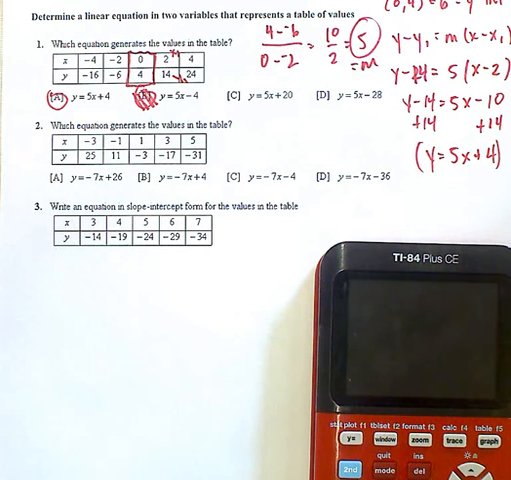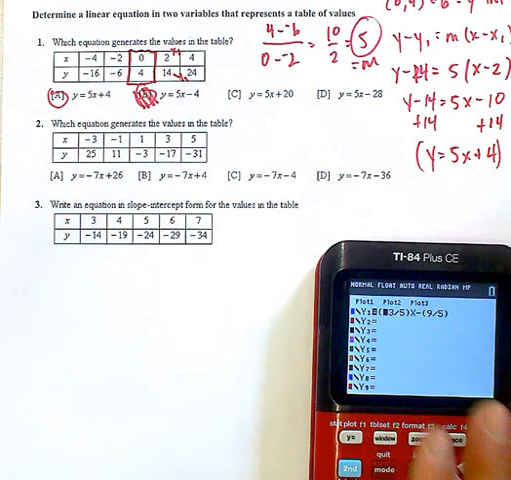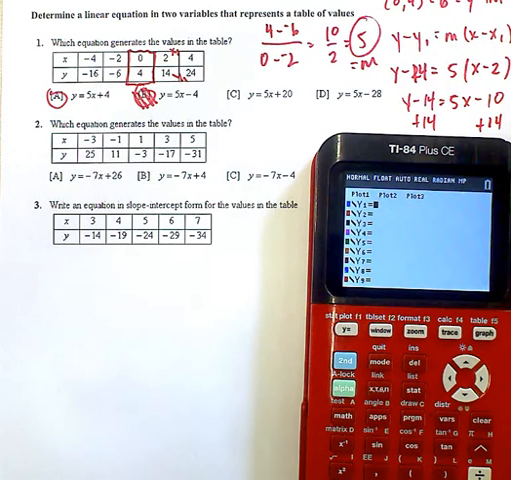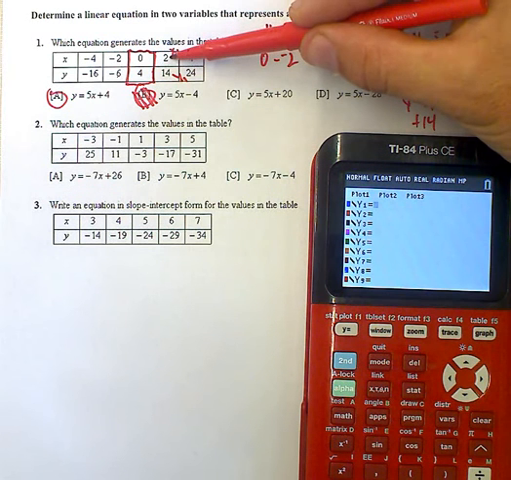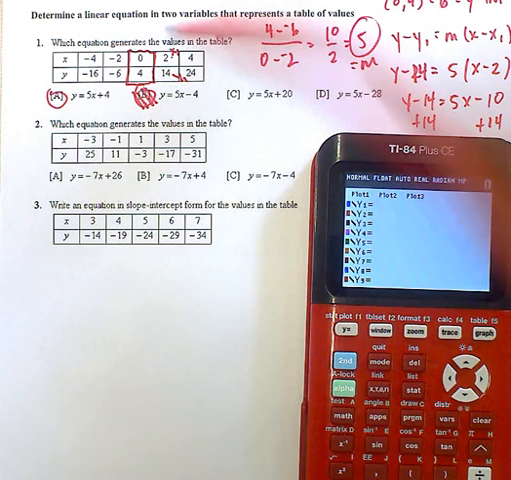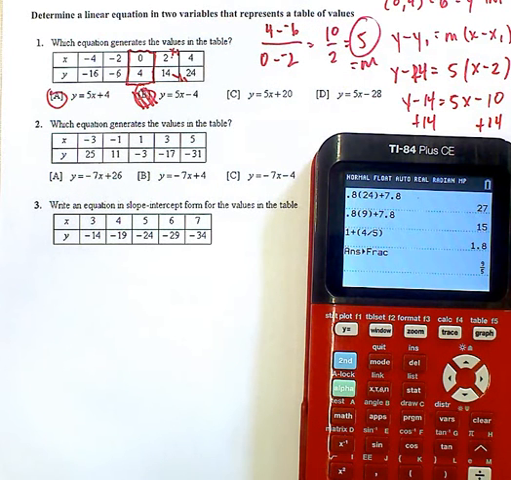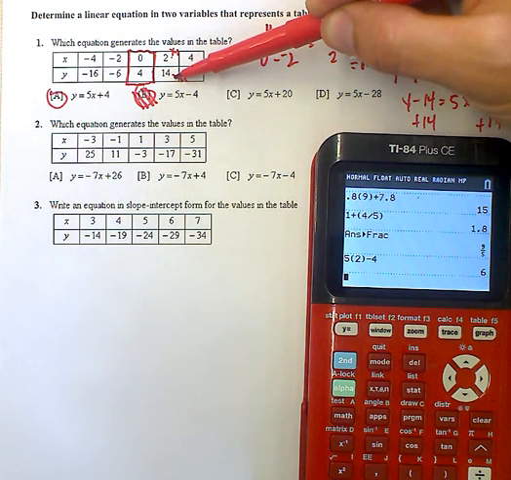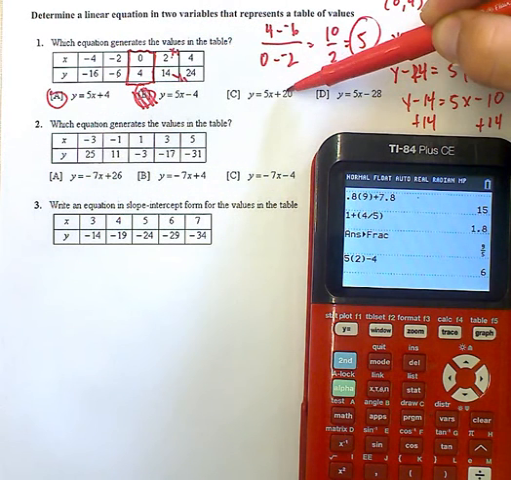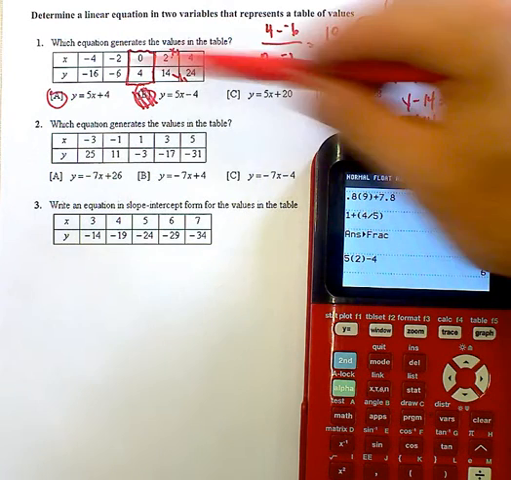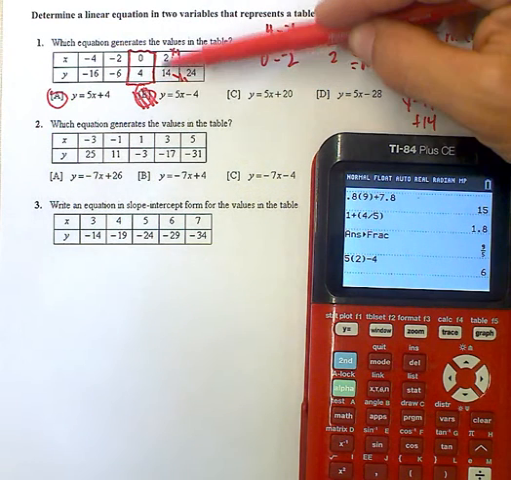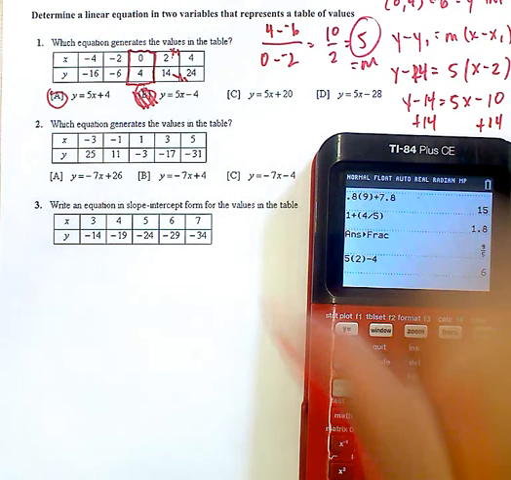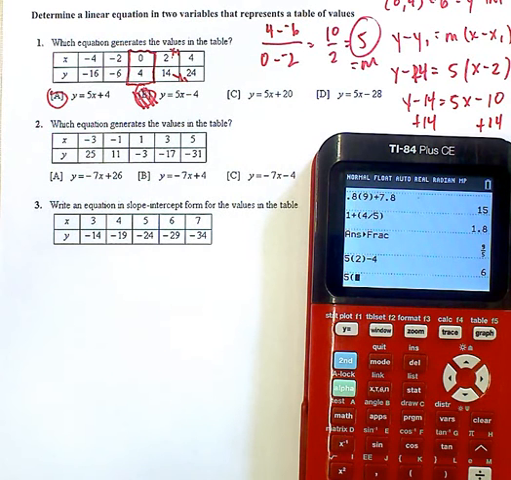Now you could also use your graphing tool or your calculator. You could plug in, let's say you plugged in 2 for answer choice B, and you did 5 times 2 minus 4, and you got 6. Oh, when I plug in 2, I need 14. 5 times 2 is 10, minus 4 is 6, so that doesn't work. If I plugged in 2, I could get a 14 by using this one, 5 times 2 plus 4.